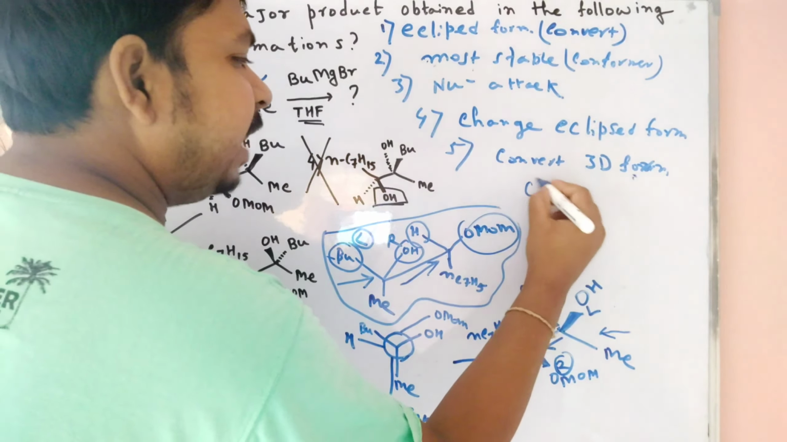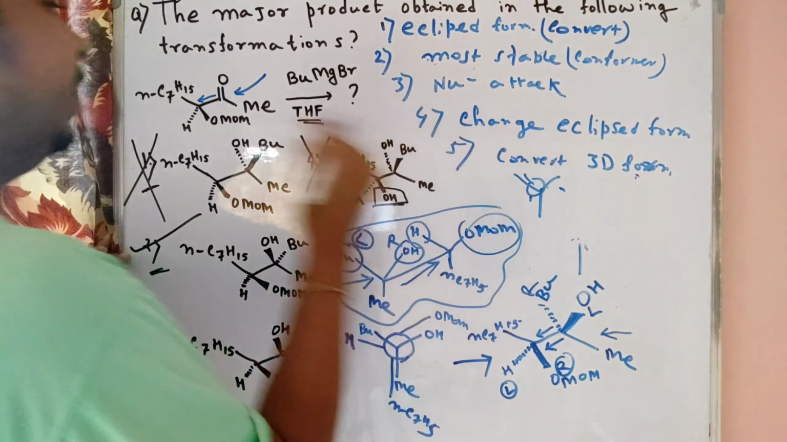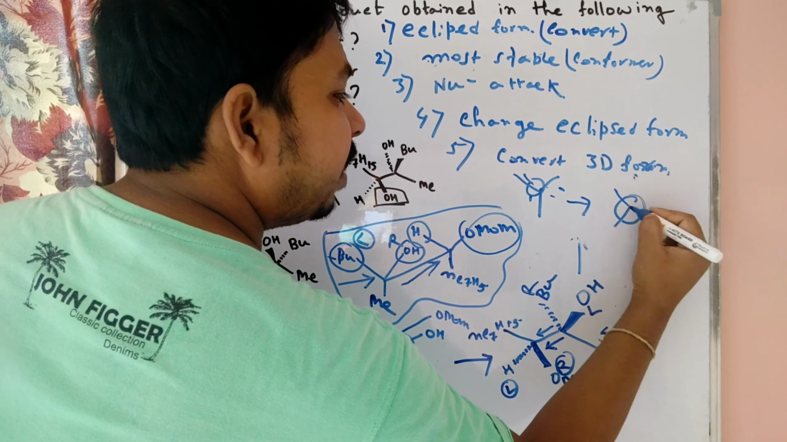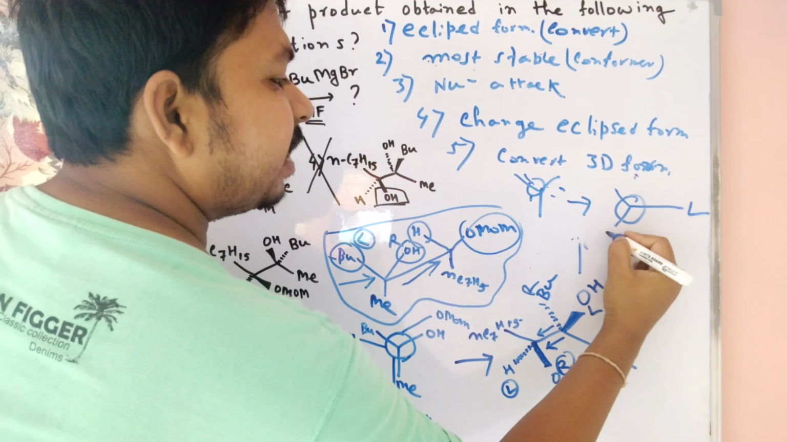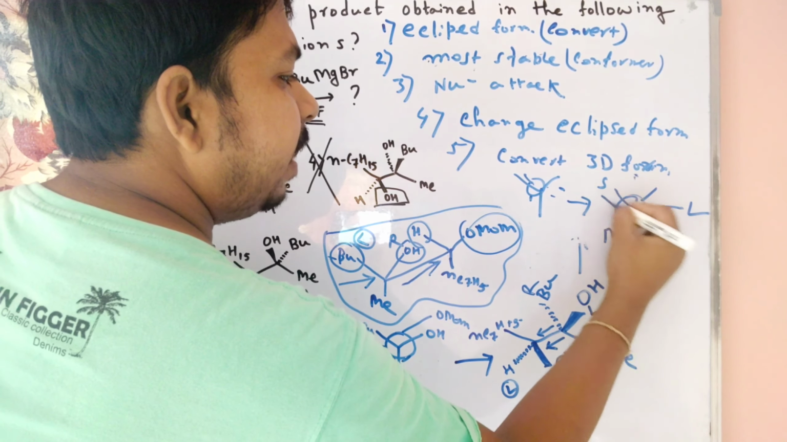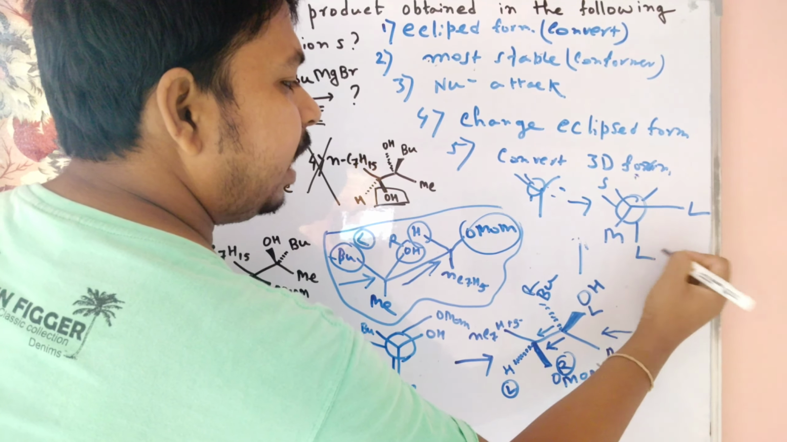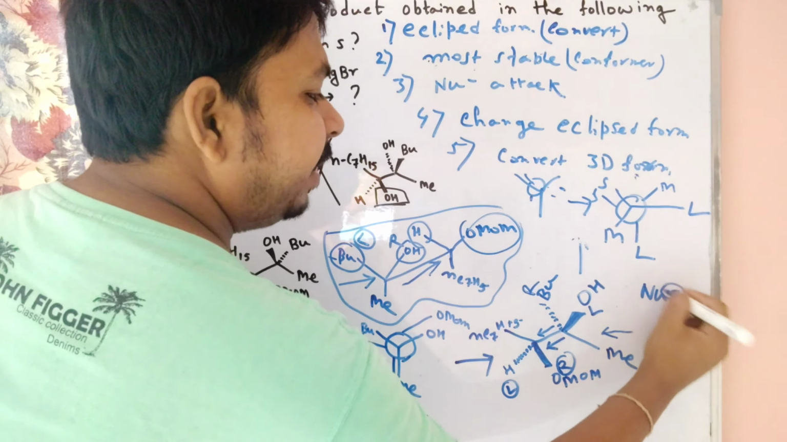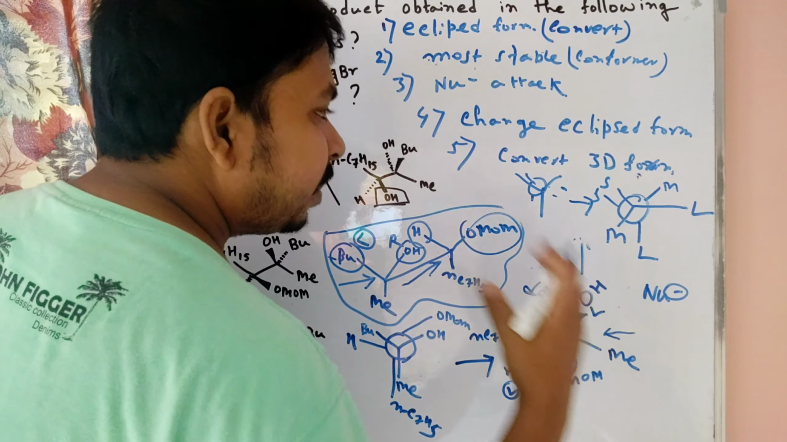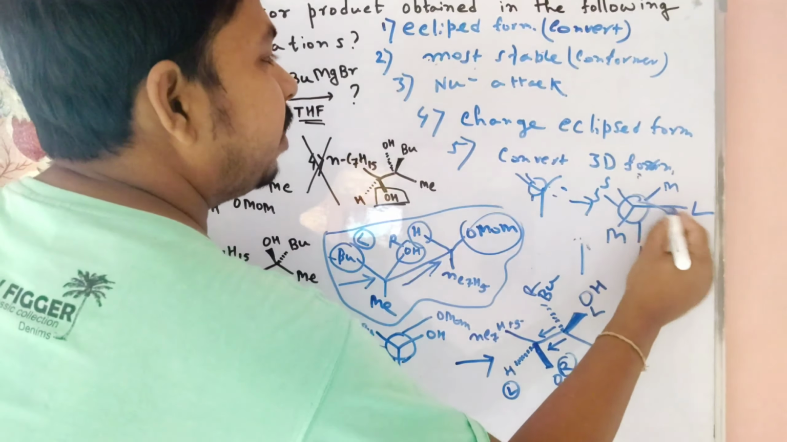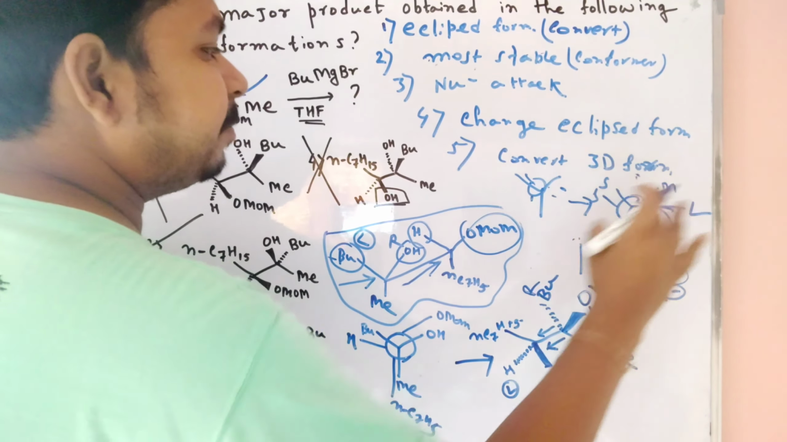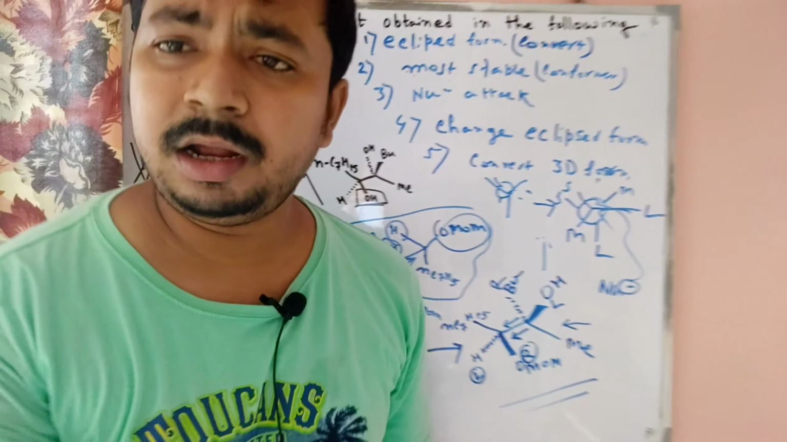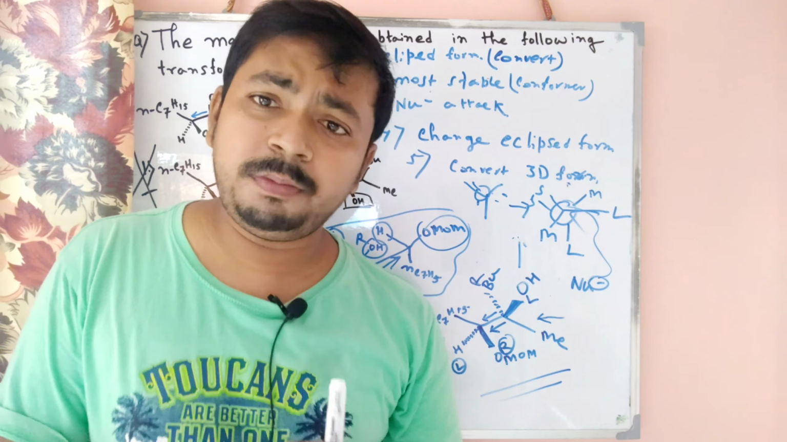So at first you form this type of structure, the eclipsed form, just Newman to eclipsed form. Then our second target is the most stable conformer, meaning one large group is here, medium is here, and small is here, and our eclipsed form remains the same. Third, we saw nucleophilic attack, which site has less interaction, and the nucleophile attacks on that side. Fourth is changing to the eclipsed form, and then fifth is converting to our 3D form. So that is the way to easily solve this type of problem.